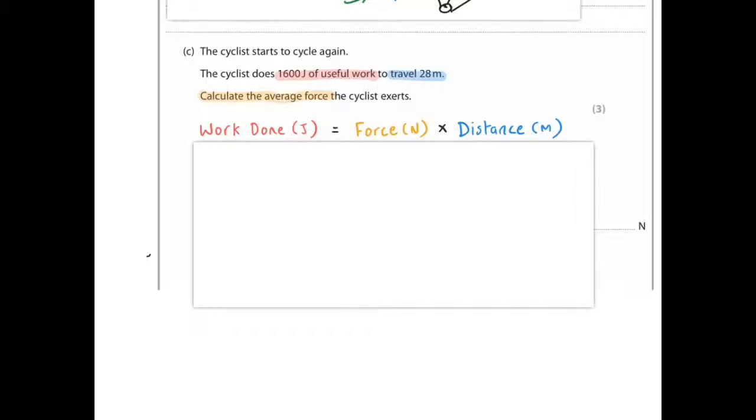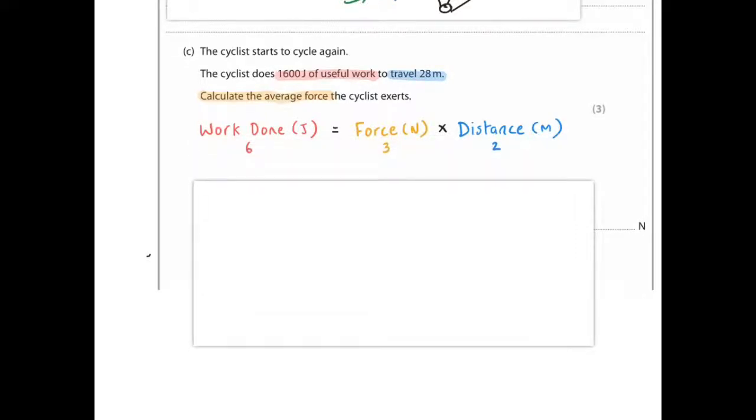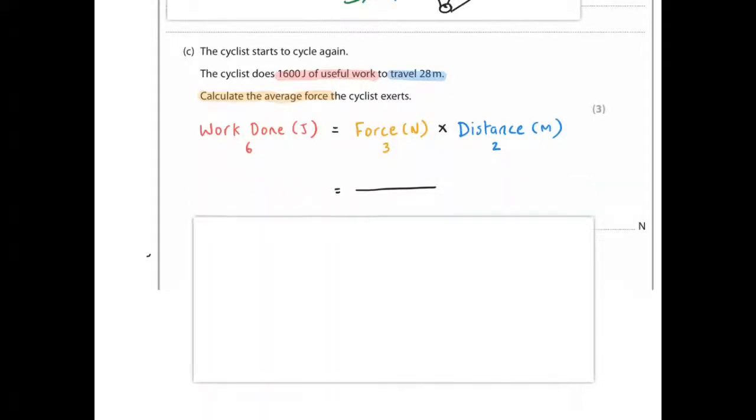Now we've got work done in joules, force in newtons is what we're trying to work out, and obviously distance in meters. So no unit conversions, but we do need to rearrange an equation. If you're not sure how to rearrange an equation, here's a nice way to do it. If you haven't seen this before, just apply figures that make sense, like 6, 3, and 2, because 6 is 3 times 2. So if we lock these in now, work done becomes 6, force becomes 3, distance becomes 2, and we want to work out average force. How could we rearrange this to get force?